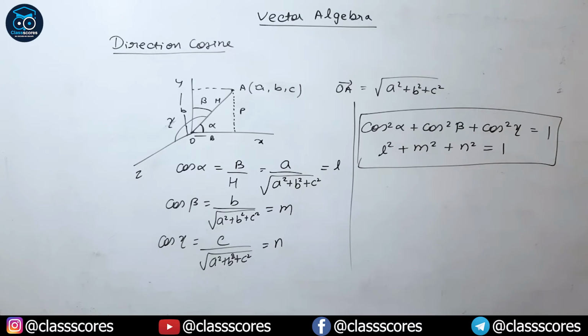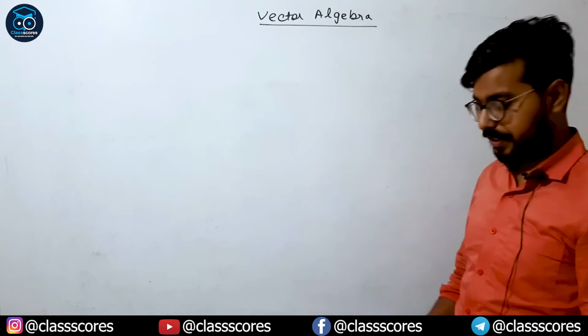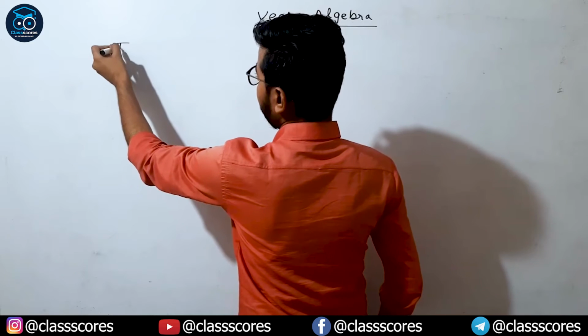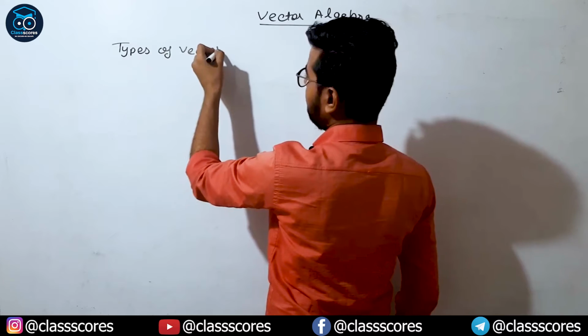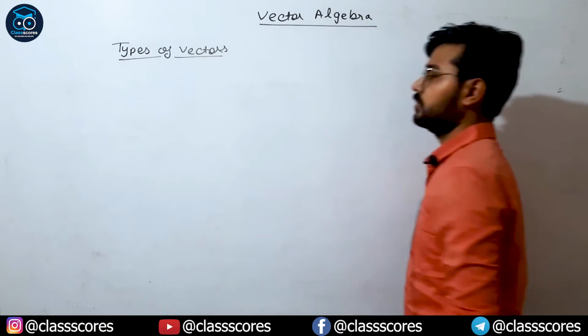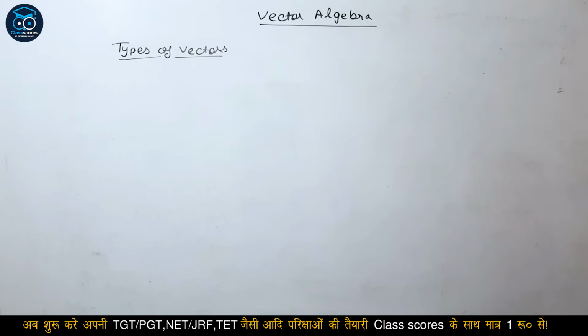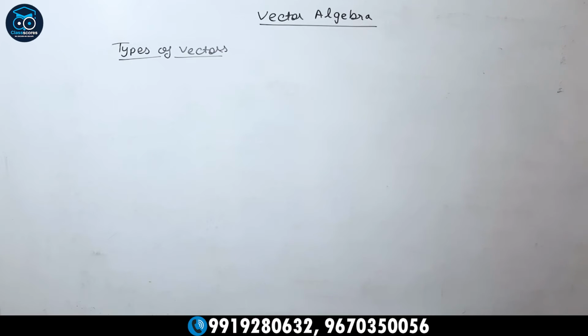Now please pause the video to note it down. Now moving towards our next topic, that is types of vectors. There are basically 6 types of vector, on the basis of which we are going to categorize vectors. This is a little bit important for your MCQs, multiple choice questions, because some MCQs will be generated on the basis of these definitions.